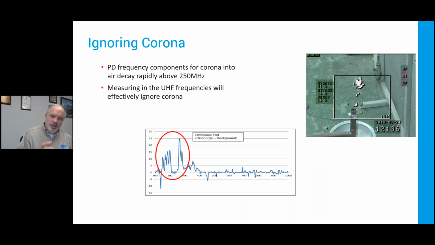Here's an example showing Corona. This is a spectrum showing the Corona discharge from 100 megahertz to 1,000 megahertz, and how much the background spectrum increased. You can see all that energy is below 300 megahertz. So I don't want to detect Corona; I want to make sure I'm ignoring Corona. If I look at, say, 800 megahertz, then I'm not going to see that, which is great. It allows you to not worry about mixing Corona with surface PD.